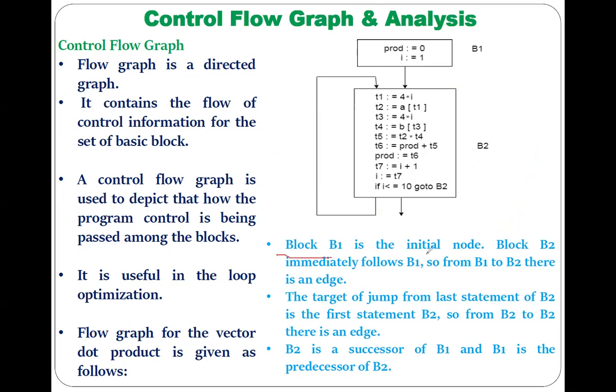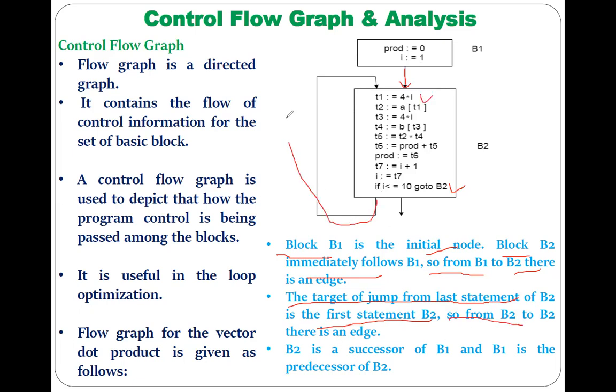So block B1 is the initial node, and block B2 immediately follows B1. So from B1 to B2, there is an edge. This is the edge, so control is flowing from B1 to B2. That analysis we can do here. The target of the jump from the last statement of B2, that is from this statement, is the first statement of B2, this statement. So from B2 to B2, there is an edge.